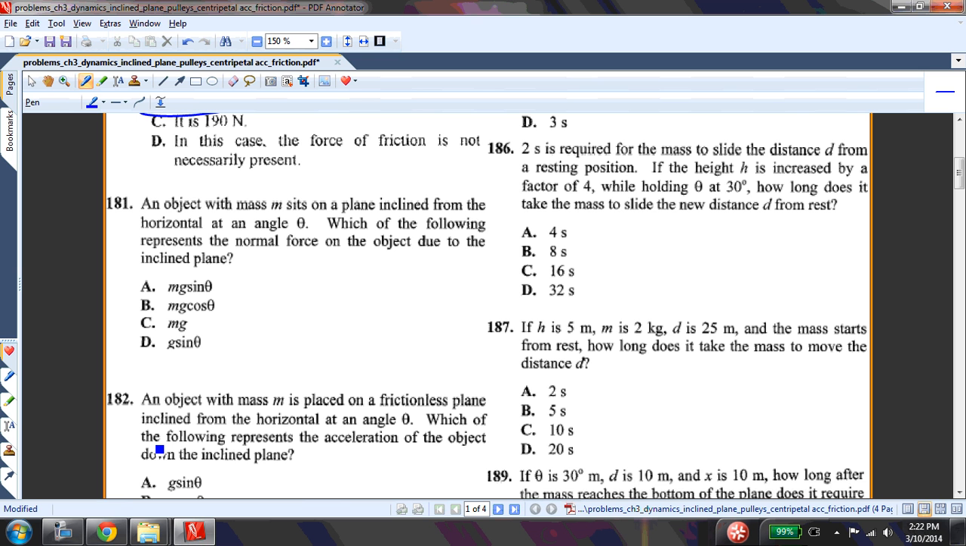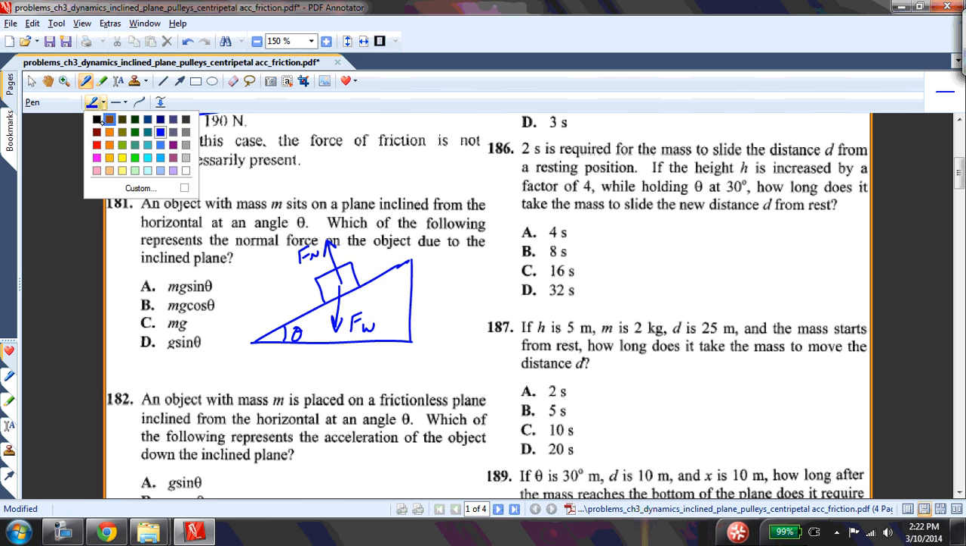An object with mass m sits on a plane inclined from the horizontal at an angle theta. Which of the following represents the normal force on the object due to the inclined plane? All right, notice these are all given in the angle theta. You should become very familiar with expressing these various things: the normal force, the acceleration down the inclined plane, the frictional force, in terms of this angle theta. I can draw my vectors here. I have a weight, Fw, and then I have the normal force acting in that direction.